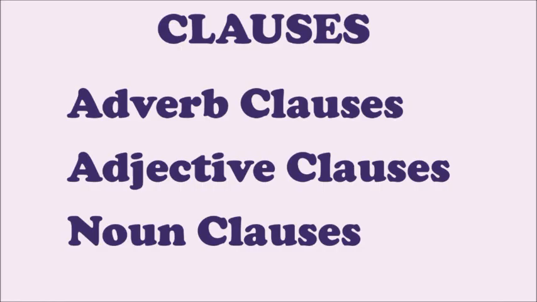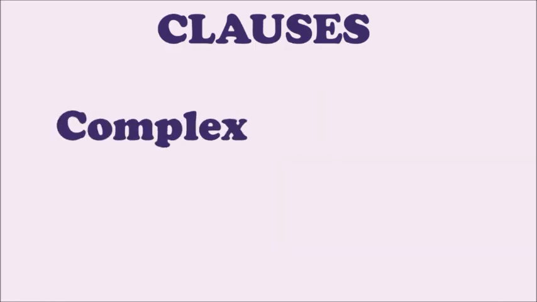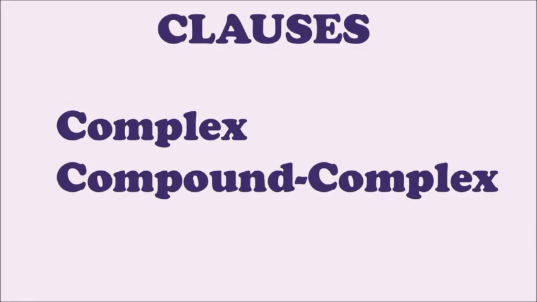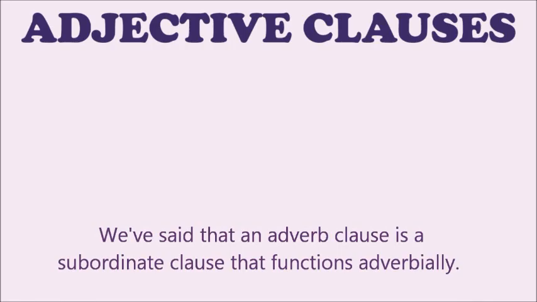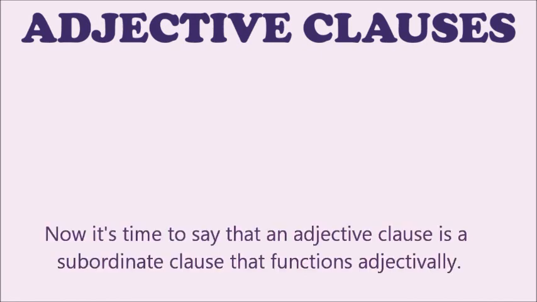An adverb clause is a subordinate clause that functions adverbially. They occur in only two types of sentences: complex sentences and compound complex sentences. We've said that an adverb clause is a subordinate clause that functions adverbially. Now it's time to say that an adjective clause is a subordinate clause that functions adjectivally.